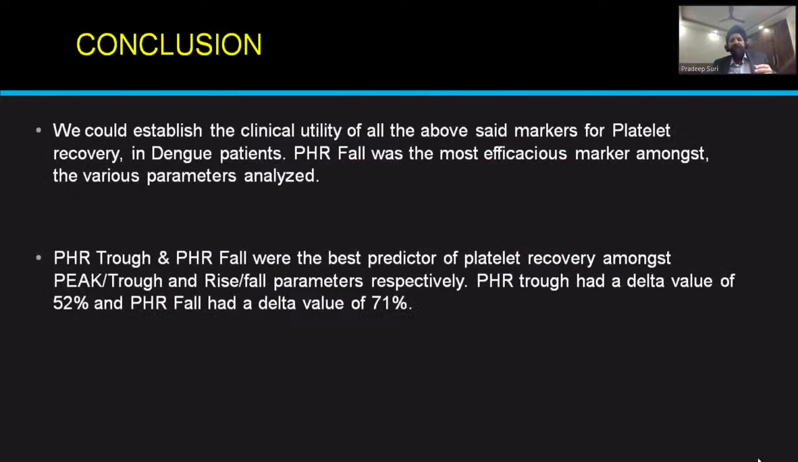What we established here was that platelet HFC ratio trough had a delta value of 52%, and the platelet HFC ratio fall had a delta value of 72%. So when we combine the platelet decrease along with the HFC in the form of a platelet HFC ratio, the delta values get augmented, and it gives the best sensitivity, the best prognostic marker to look for platelet recovery.